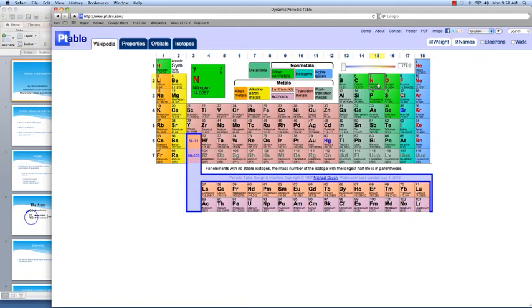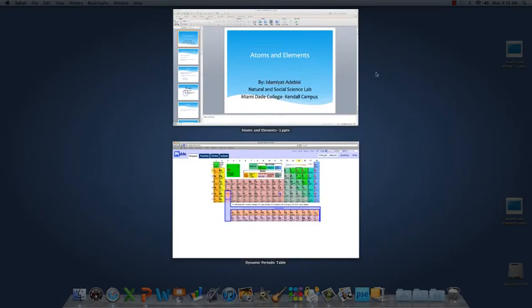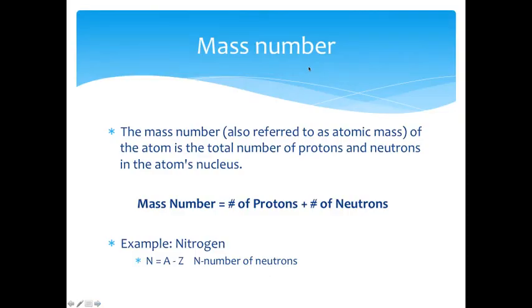Now, the mass number can also help you find the number of neutrons. You can use a simple equation in order to find the number of neutrons. This equation is N equals A minus Z. In this case, A, remember, signifies mass number, minus Z, which is the atomic number. So in this case of nitrogen, it would be 14, which is the mass number of nitrogen, minus 7, which is the atomic number of nitrogen. So 14 minus 7 equals 7, and that's the number of neutrons for nitrogen.